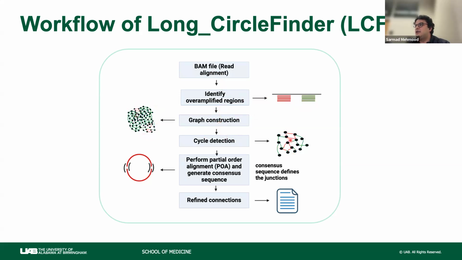In the following process, we search for closed loops in the graph, which would be the eccDNA candidates. The innovative part of this Long Circle Finder algorithm is that after the cycle is detected, at the ecc junctions we take the supplementary alignment reads spanning the junctions and perform partial order alignment, thus doing local de novo assembly at the junction, which provides base pair resolved refined connections. These can then be subjected to PCR and Sanger sequencing for validation.